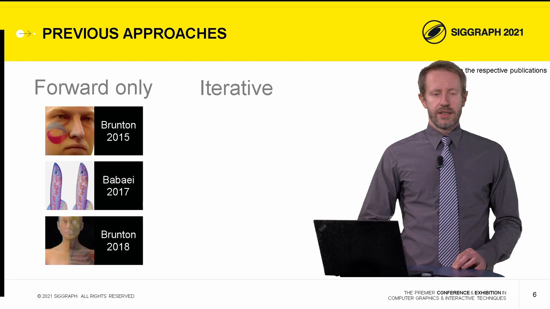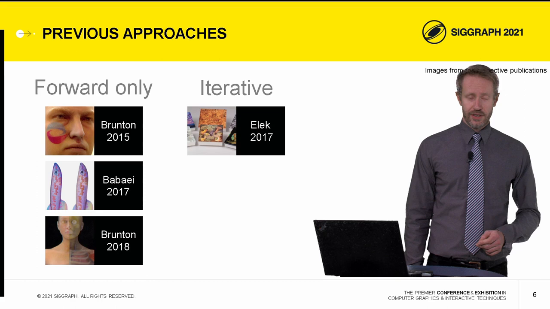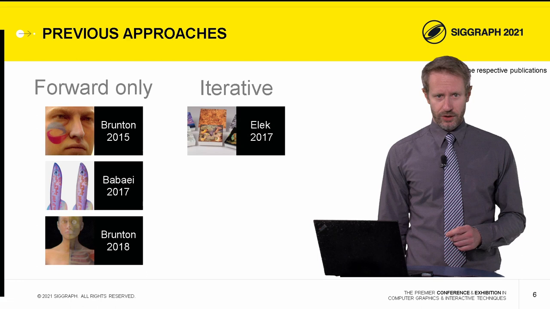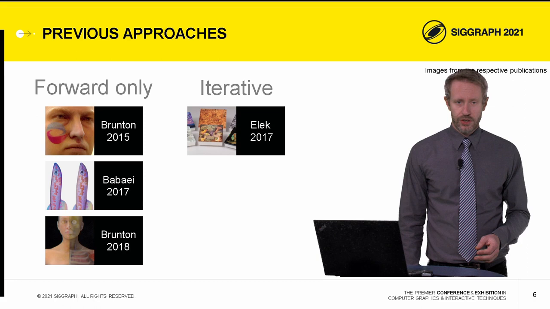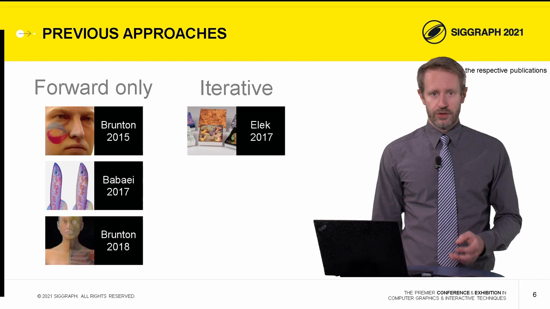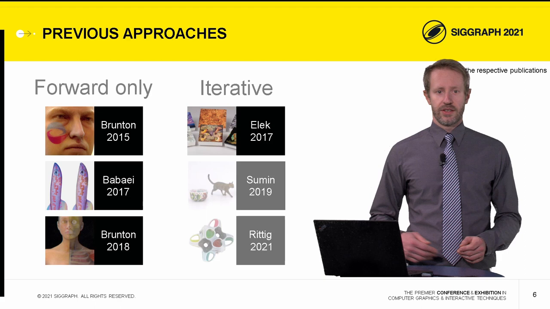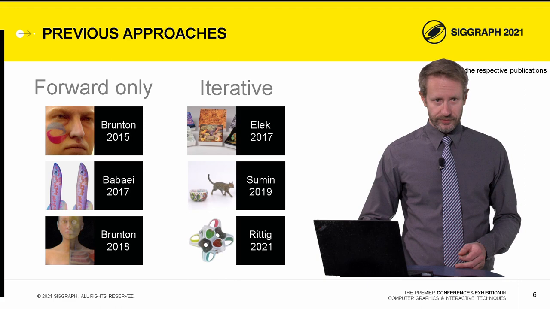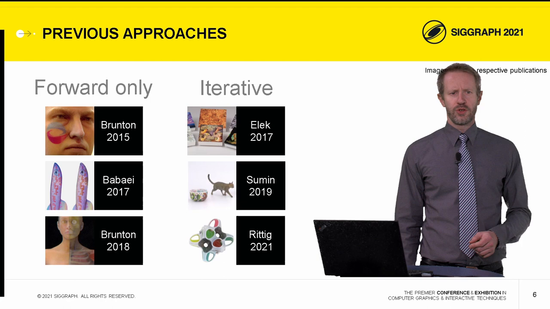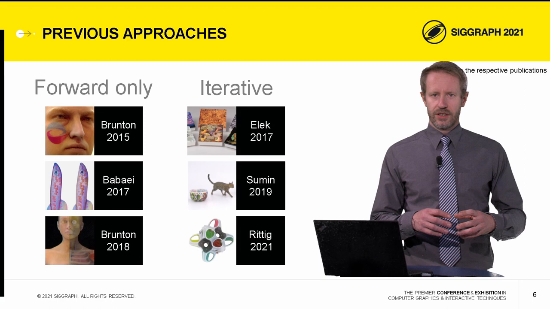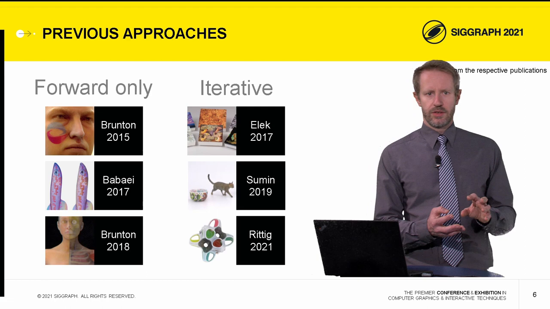Looking at the iterative approaches, the first that appeared was in 2017 by Elek and co-authors, who presented a method that substantially improves contrast and sharpness of the printouts. They use predictive rendering in concert with a heuristic refinement step to iteratively converge to a solution. This work was later taken further by Sumin and others in 2019 and Rittig and others in 2021, respectively. Like the methods of Elek, Sumin, Rittig and others, our approach also uses iterative optimization. But in contrast to their methods, where a heuristic is used to change the configuration of the materials inside the volume, we want to frame the problem as a general optimization problem.